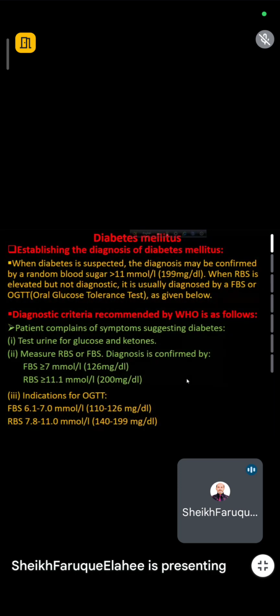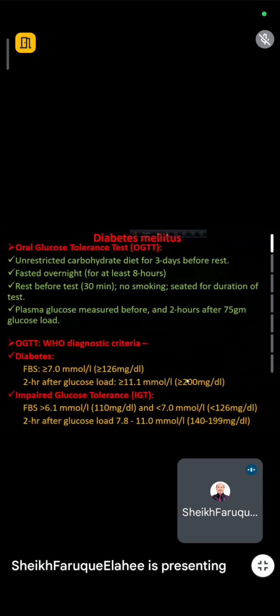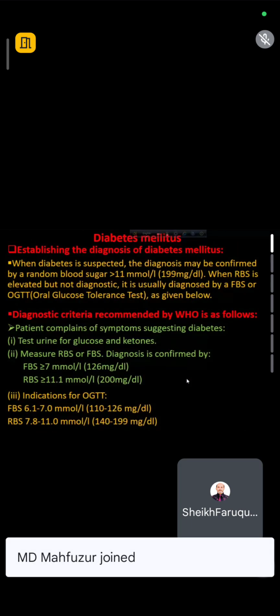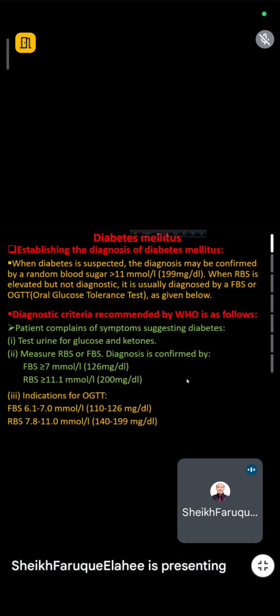We'll discuss this page only and then we'll finish for today. This is how to establish the diagnosis of diabetes mellitus. How do you confirm that this guy has diabetes? You suspect that he has weight loss, he has this and that, but you must confirm. So you must know the way of diagnosing diabetes in a patient because you are a doctor.